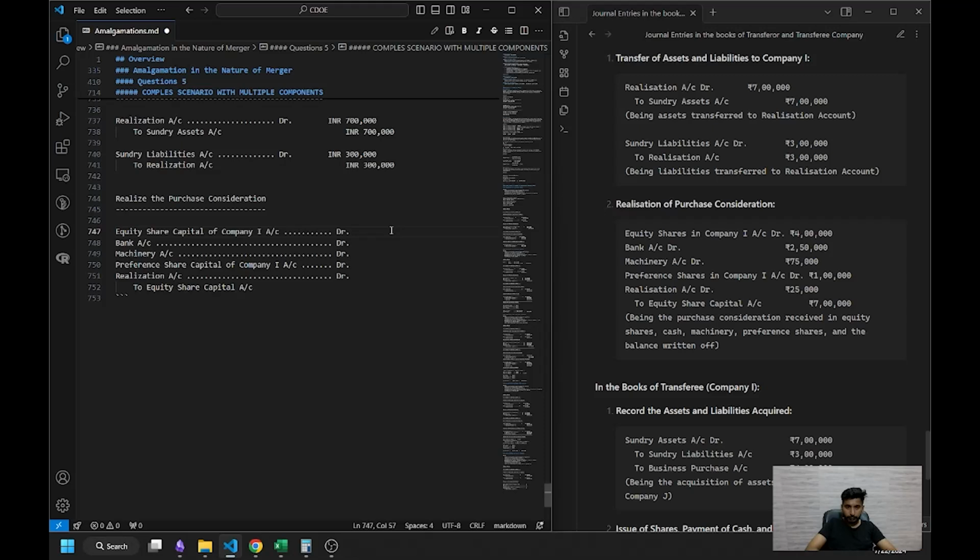The amounts will be: equity share capital is of rupees 4 lakhs. The bank payment which has been done is of rupees 2,50,000. The machinery account is of rupees 75,000. The preference shares which have been issued are of rupees 1 lakh. The realization amount is rupees 25,000 out of the equity share capital of rupees 7 lakhs. So this is the balancing figure. Okay.